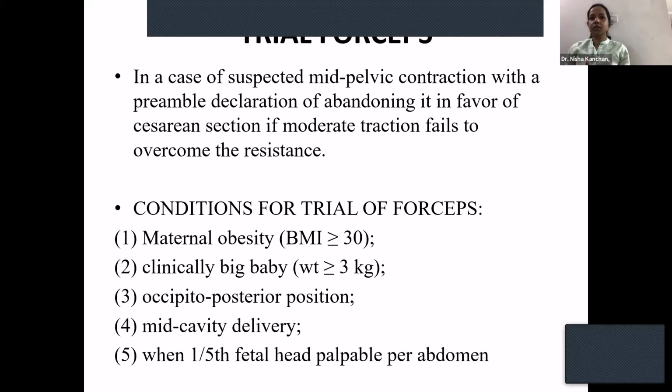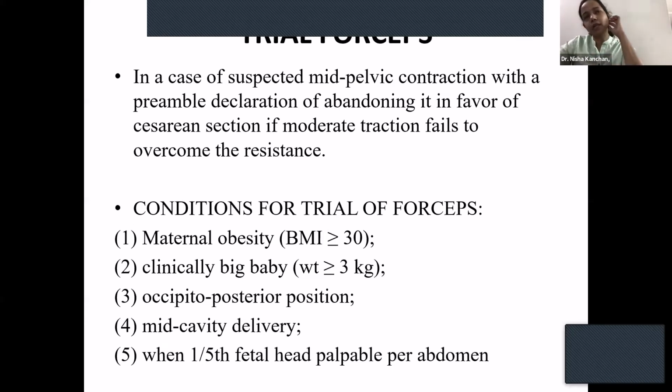There will be two obstetricians, the senior one who is trying to do the forceps, plus anesthesia and a pediatrician. Everybody should be there. Another obstetrician is scrubbed to do an emergency cesarean section. So if the forceps doesn't work, you go forward with a cesarean section. You're just going to try.